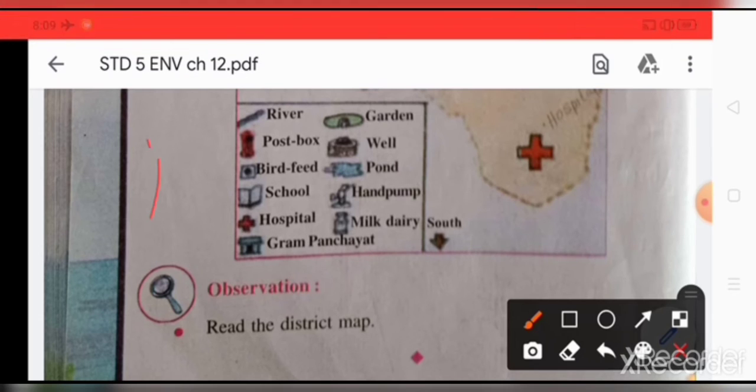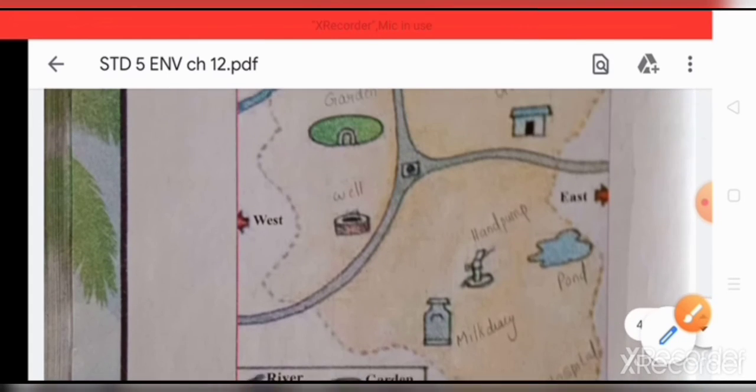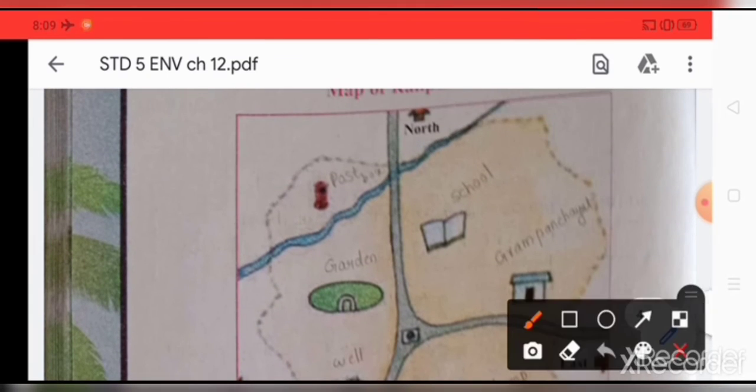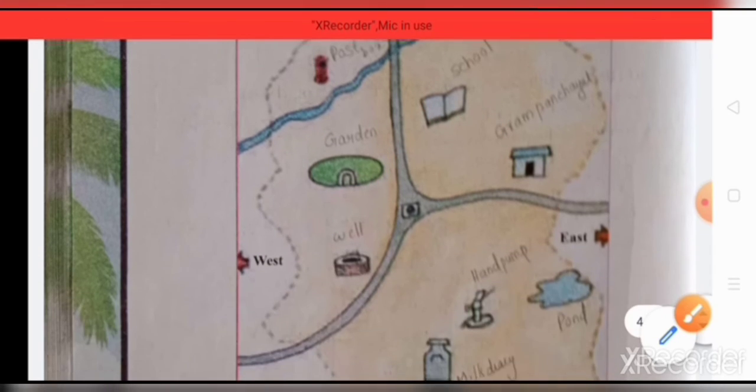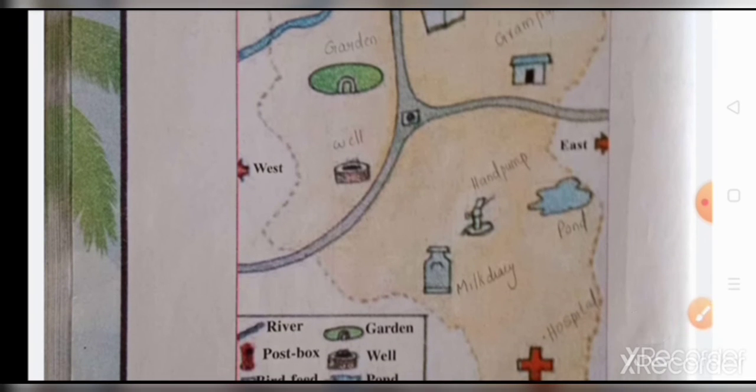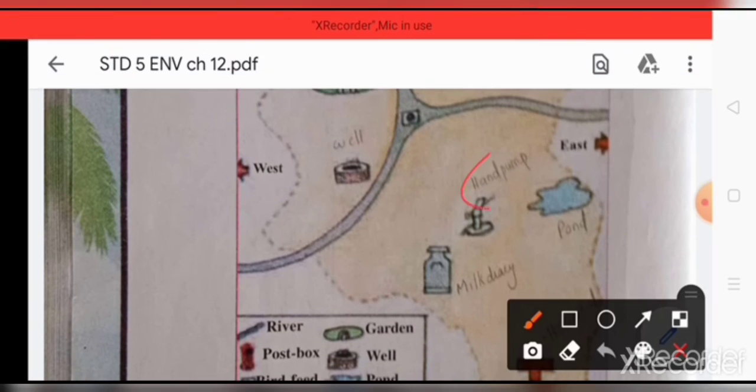Now look at the picture. Here some pictures are given. Look at the picture. This is the north side. This is post box. Here is school. This is Grama Panchayat. This is garden. This is well. This is hand pump. This is milk dairy. This is pond. This is east side and this is west side.